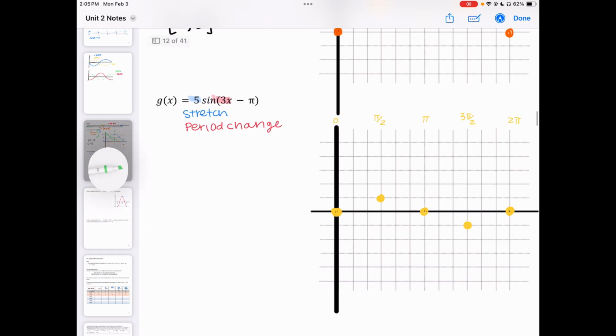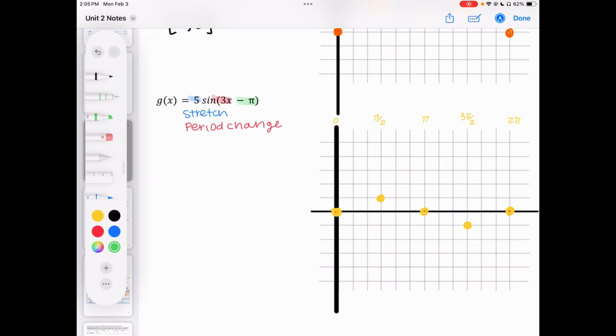And that pi is going to be a horizontal shift.